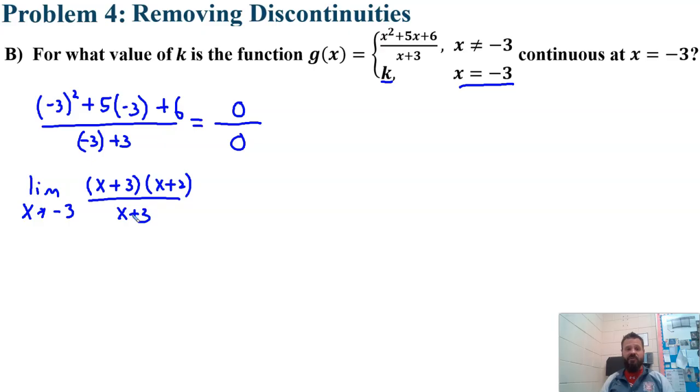And since there's a common factor on top and bottom, we can cancel that out. And we can just rewrite this as the limit as x goes towards negative 3 of x plus 2, which we can do direct substitution on. Negative 3 plus 2 is just equal to negative 1.